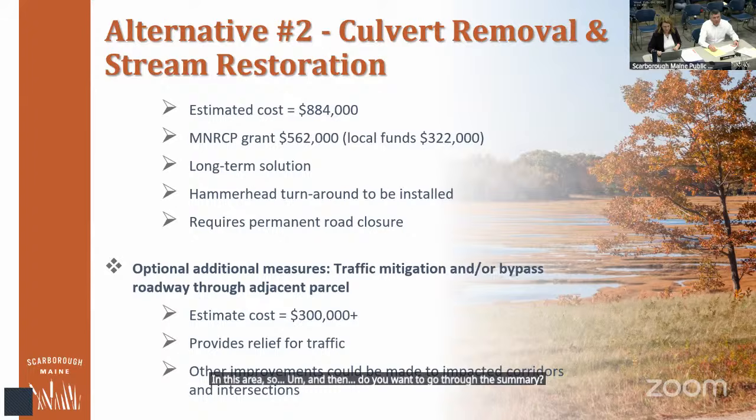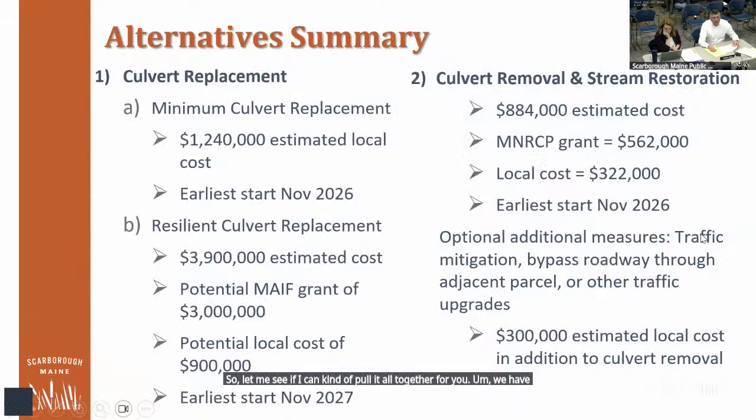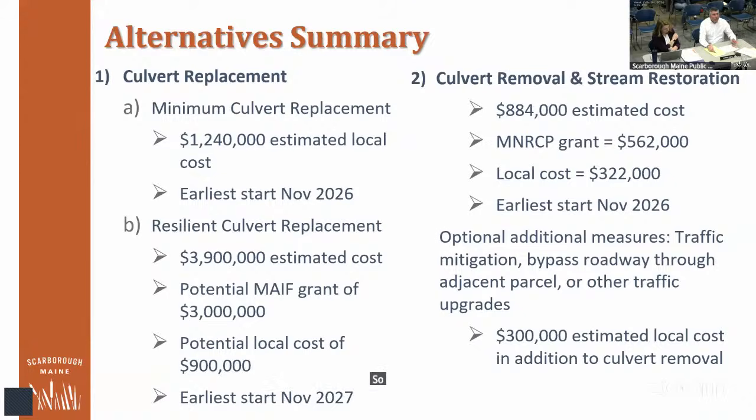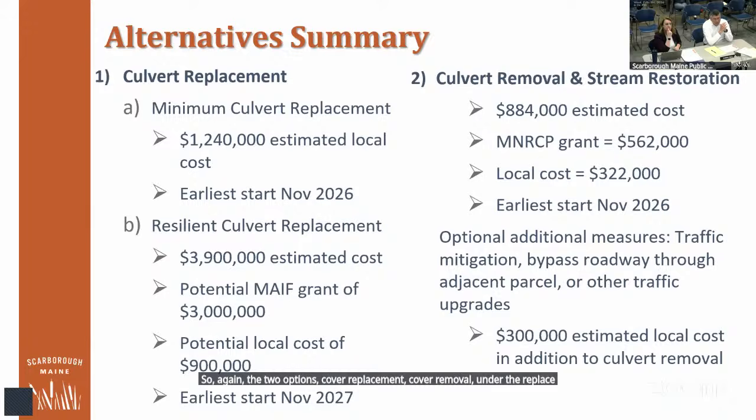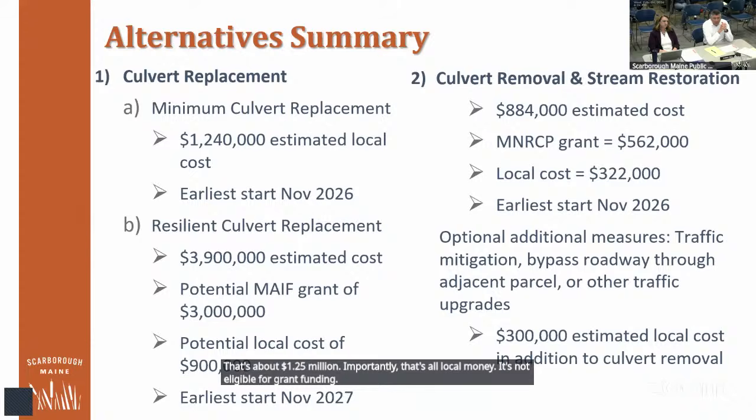So let me see if I can pull it all together for you. We have a summary slide here. So again, the two options: cover replacement, cover removal. Under the replacement, you have the minimal replacement approach. That's about 1.25 million. Importantly, that's all local money. That's not eligible for grant funding. From a time point of view, that could start as soon as November, this fall, when the regulations allow.